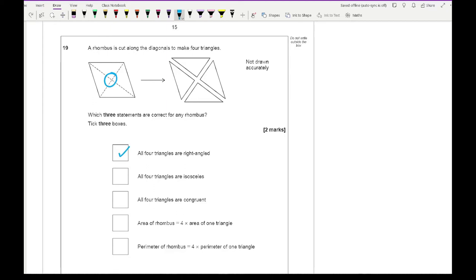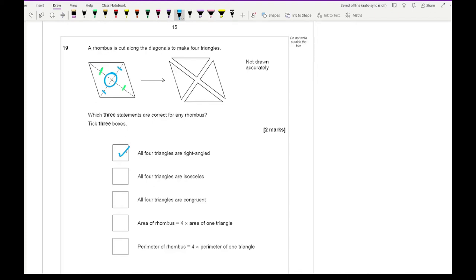Again, that's going to be incorrect because these 2 sides are going to be different, not the same, diagonals. So although this side is going to be the same as this side, and that side is going to be the same as that one, unfortunately they're not going to be isosceles.